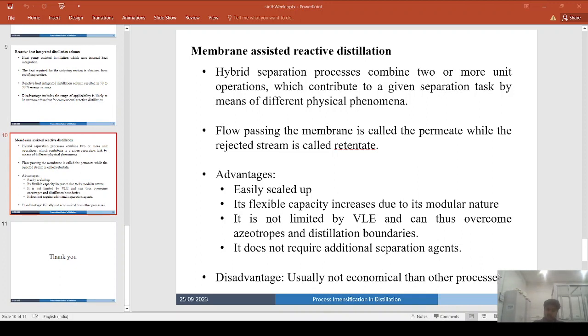Now, what are the disadvantages? Before going further, the disadvantage is basically that it is not economically viable. Now going to the application part of it.